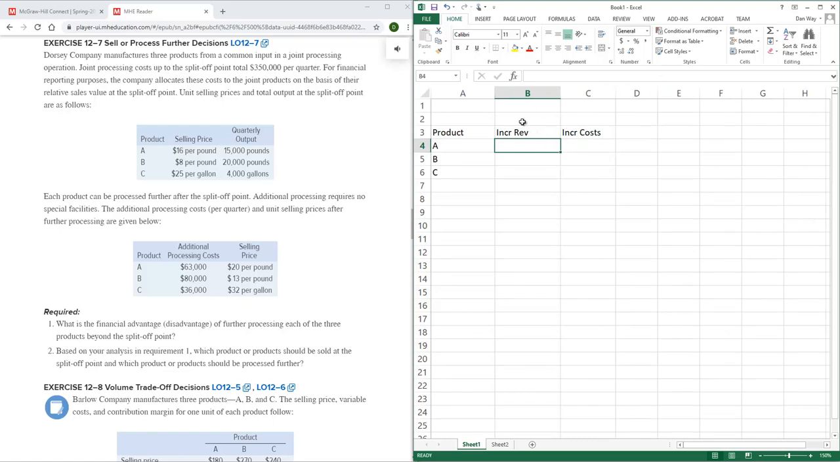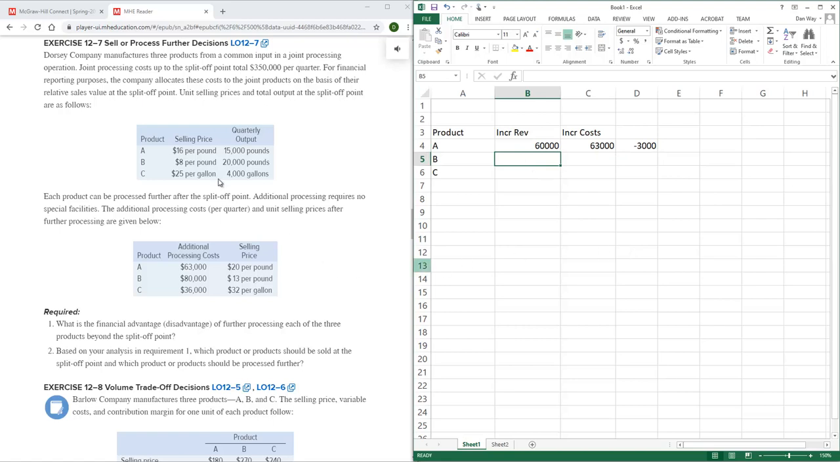The incremental revenue for product A is the $20 per pound we can sell it at after further processing, minus the $16 we'd sell it at split off, so the 20 minus the 16, times the 15,000 pounds in output that we can produce each quarter. $60,000. The additional processing costs to do that processing, though, were $63,000. So the difference, 60 minus 63, says, well, we have a potential disadvantage financially of $3,000 to do that additional processing. So all things equal, we won't do that.